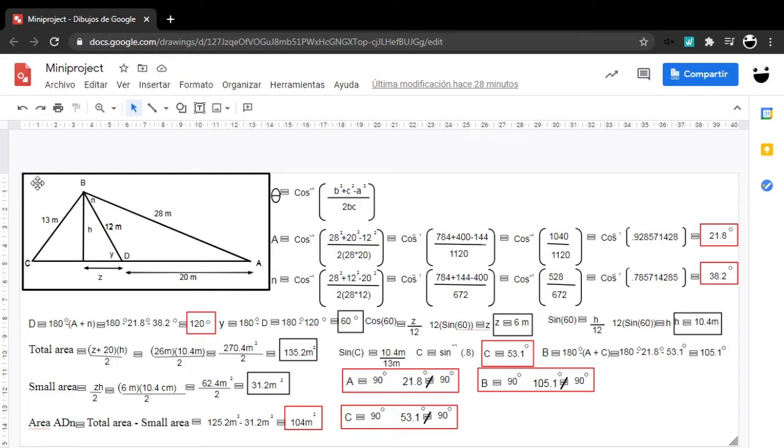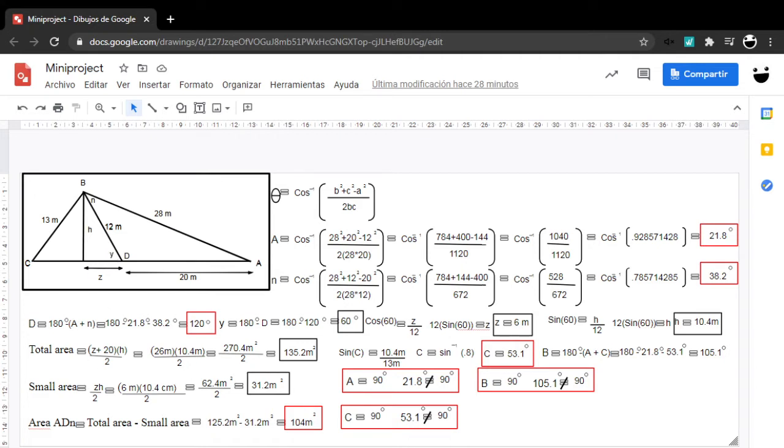A flagpole is supported by three wires, BA, BC and BD, as shown in this diagram. The first thing we have to find is the angle ABD. Secondly, we have to find the area of the triangle ABD. Third, we have to find the angle of elevation from the top of the flagpole to the point C. And finally, we have to show whether ABC is or isn't a right triangle.